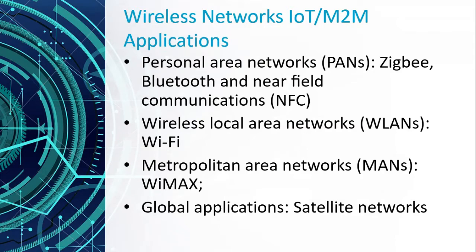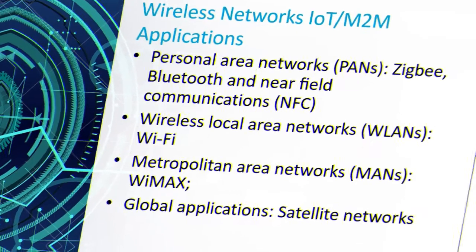Personal area networks or PANs, which includes Zigbee, Bluetooth, and near-field communications. Wireless local area networks or WLANs use Wi-Fi. Metropolitan area networks or MANs are connected via WiMAX. And lastly, for global applications, satellite networks are employed.